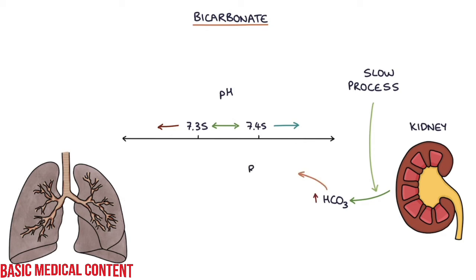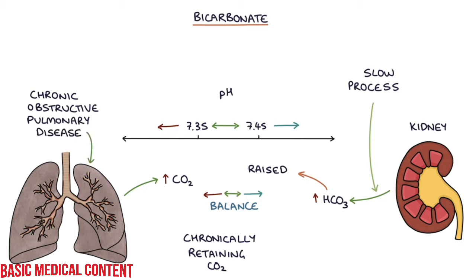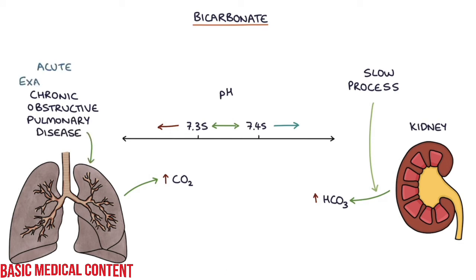A raised bicarbonate level indicates that the patient is chronically retaining carbon dioxide. Their kidneys have responded by producing additional bicarbonate to balance the chronically raised acidotic carbon dioxide and maintain a normal pH. This is usually seen in patients with chronic obstructive pulmonary disease, or COPD. In an acute exacerbation of COPD, the kidneys cannot keep up with the rising level of carbon dioxide, so the patient becomes acidotic despite having a higher than normal level of bicarbonate.